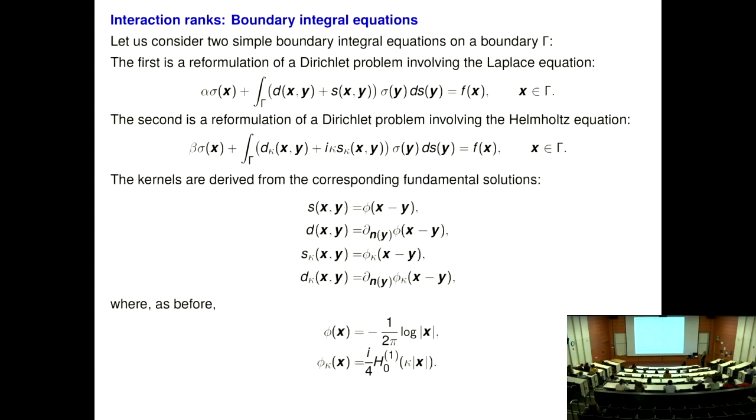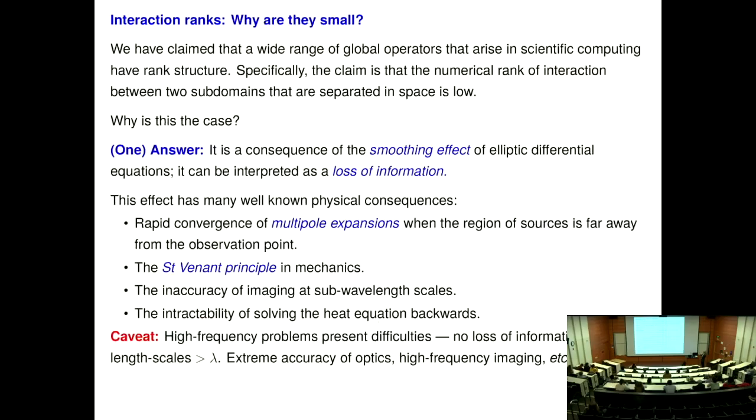Let's skip this part. Let me just say one word. Why do you have this rank decay? It's really because there's not much information that gets transported over distances. But if you do imaging, no information on length scales that are smaller than the wavelength propagates. They decay exponentially fast. It's that reason.